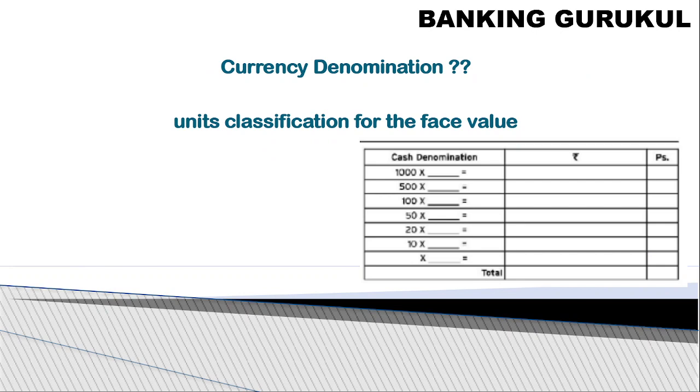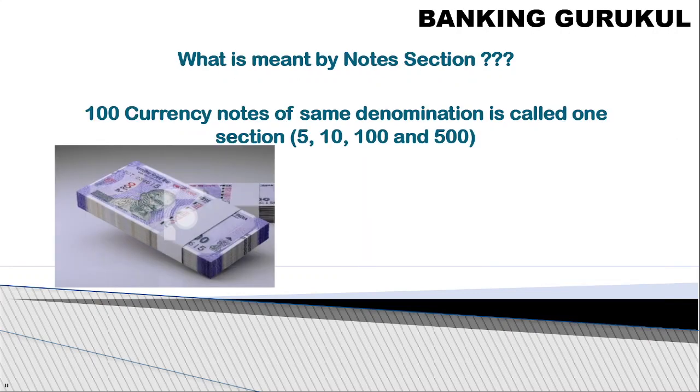When you are going to the bank to deposit cash in your account, the bank cashier will ask you to enter the denomination. Denomination is your currency notes' face value. So you have to divide all the notes, 100 how many notes, 50 how many notes, 5 how many notes, 500 how many notes, 2000 how many notes, all this you have to add and multiply, and the total amount deposited in your account should tally with the total denomination value.